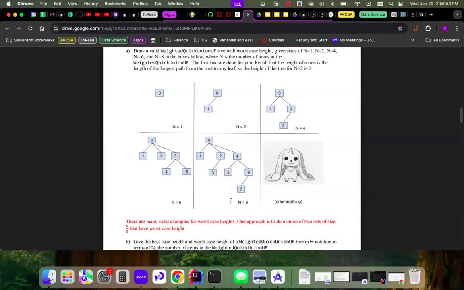And the height is log n, right? The height is log n. No, but we're drawing the worst case scenario, right? So shouldn't 4 be connected to 2? Well, no, because remember, even when we do weighted quick union. Oh, right. Yeah. Okay.